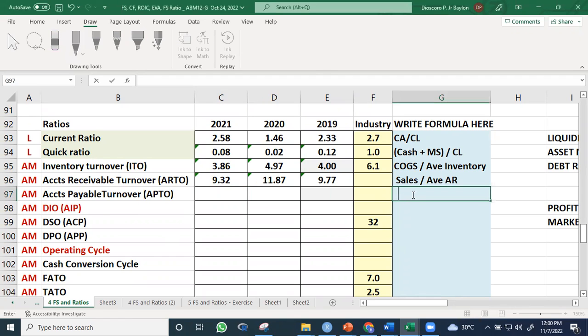So alam natin kagad na ang denominator natin is average payables, no? Tapos ano yung numerator natin? Okay, usually naman may record yung company ng kanilang mga purchases, no? Or mga inventory purchases. But here we don't have that record ng purchases. So we'll just use COGS, cost of goods sold then, just like your inventory turnover. Okay, so let's now compute for our APTO.